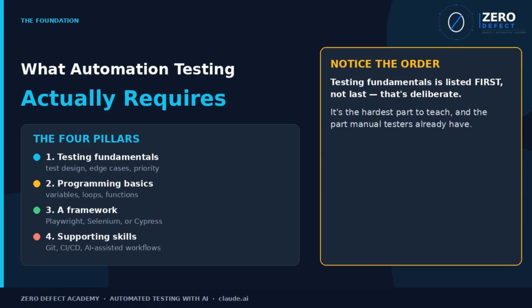Fourth, supporting skills. Version control with Git, reading CI/CD pipeline results, and increasingly, knowing how to use AI assistants to speed up all of the above. Notice testing fundamentals is listed first, not last. That's deliberate, and we'll come back to why.